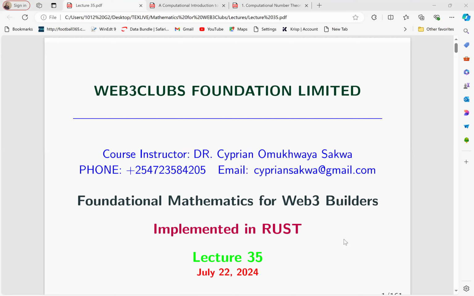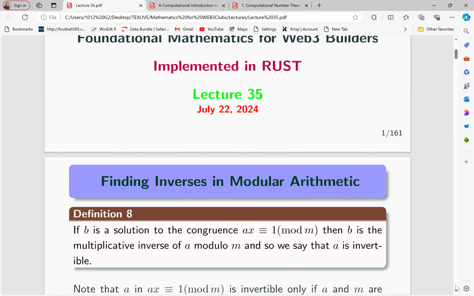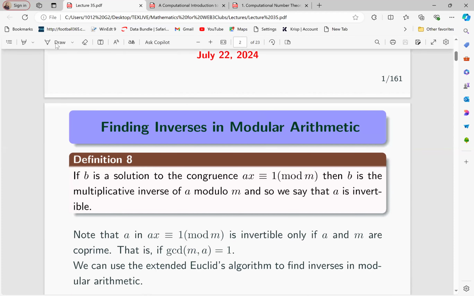Okay, so let's look at inverses, how to find inverses in Rust, how to implement it in Rust. That is what we shall be doing today. But let us begin by definition: what we mean by the inverse of a number, which numbers have inverses and which ones do not.